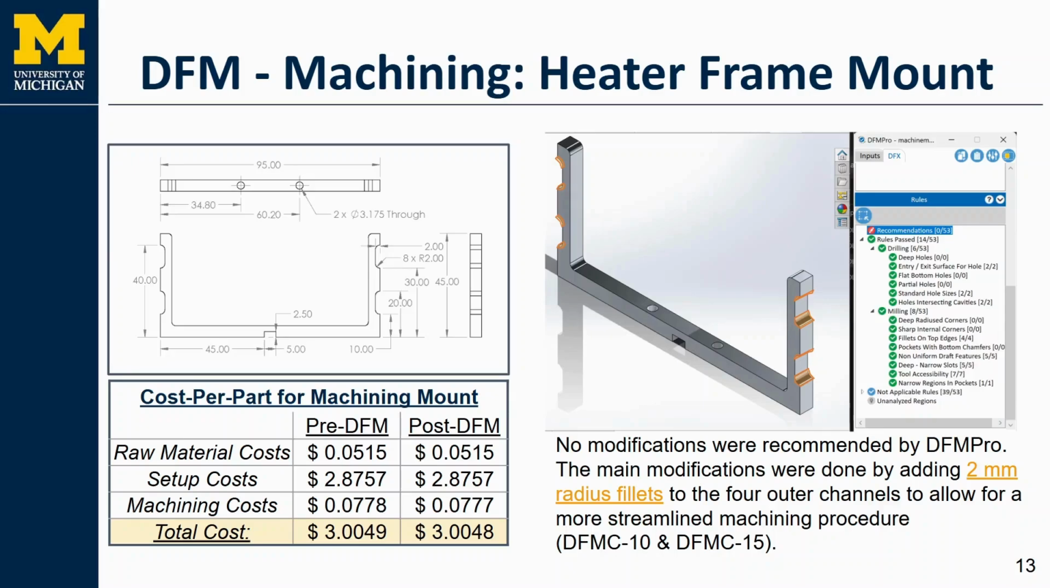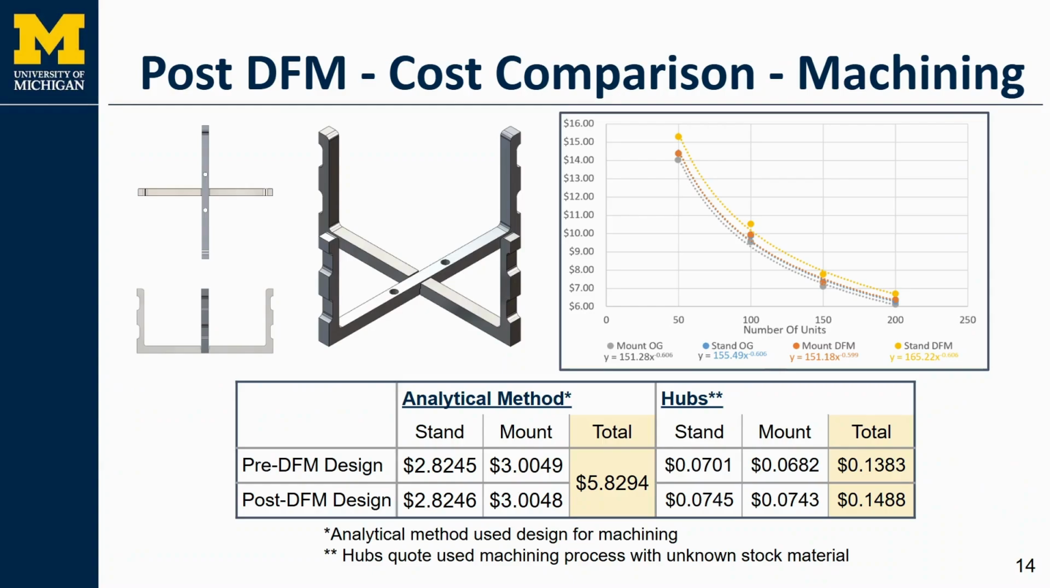The mount part of the heater assembly was also modified with 2mm fillets to allow for the 4 outer slots to all be cut without having to remount the workpiece during milling. It was also analyzed by the DfM Pro software, which found no further issues or recommendations. The mount has an estimated cost per part of $3, which was negligibly decreased after having the DfM best practices applied. When looking from the analytical method, the changes in the cost per part due to applying DfM to the assembly seem to cancel out at an estimated cost per part of $5.83.